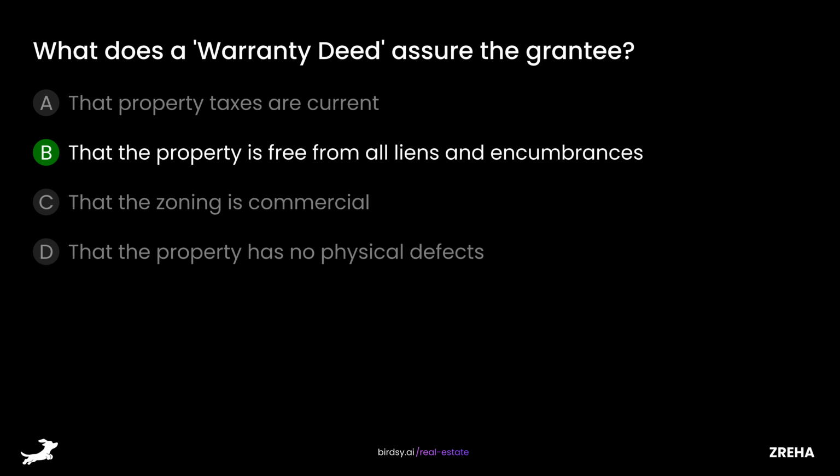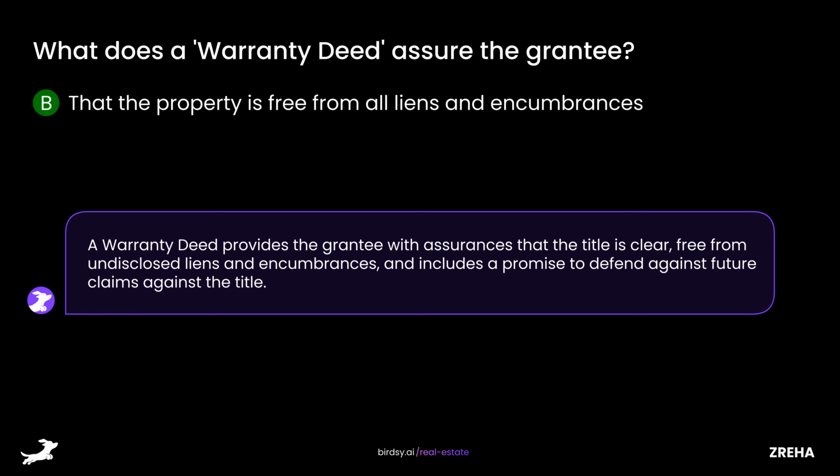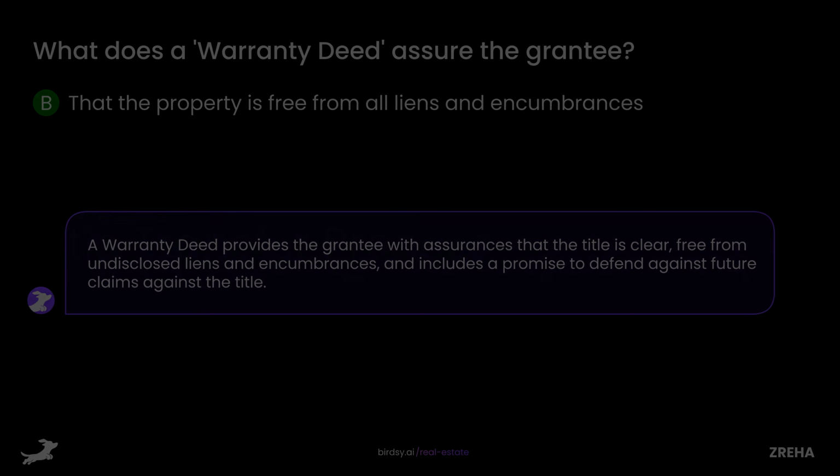That the property is free from all liens and encumbrances. A warranty deed provides the grantee with assurances that the title is clear, free from undisclosed liens and encumbrances, and includes a promise to defend against future claims against the title.